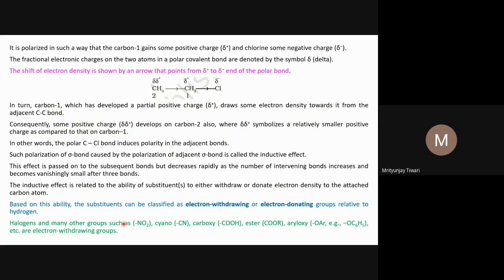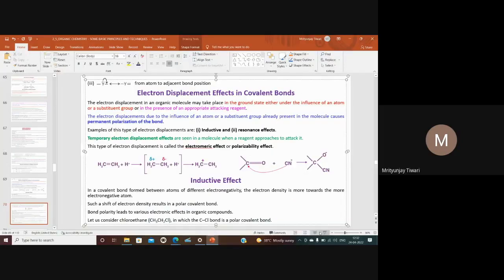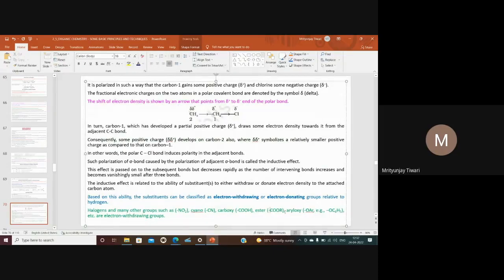So halogens and many other groups, which are non-metals and very highly electronegative elements, cause this effect. Along with halogens, there are many other groups as well, like NO2 and cyano. These are groups, not atoms. Cyano group, C triple bond N, carboxy group, C double bond OH, ester group, COOR, aryl oxy group or alkoxy group, etc., are electron withdrawing groups.